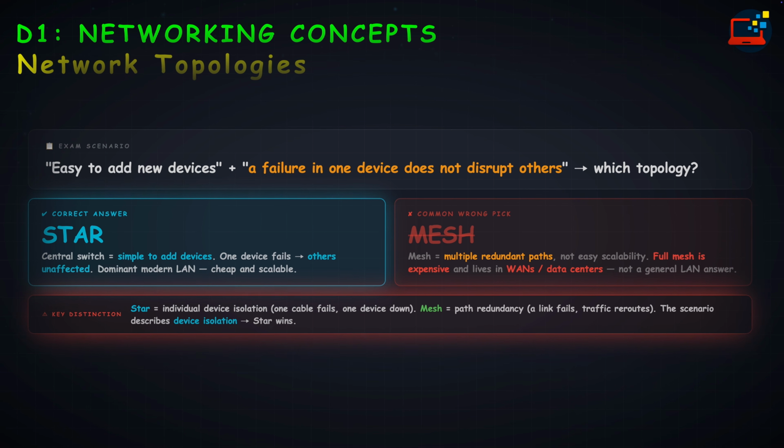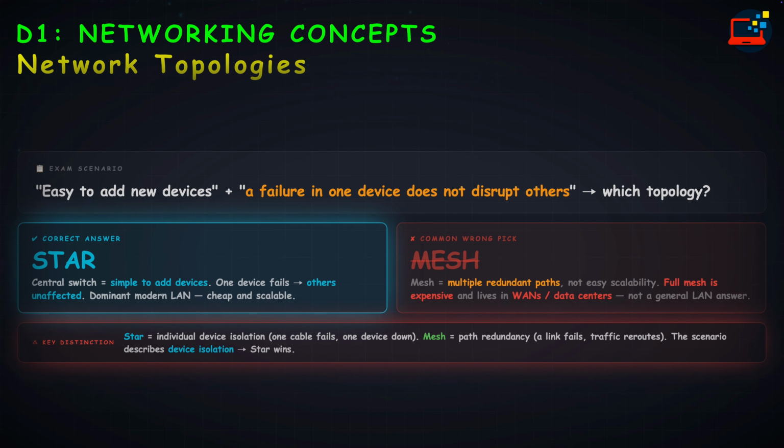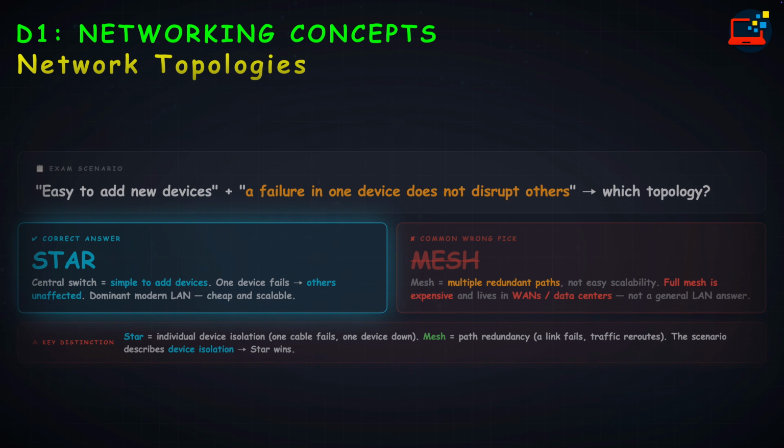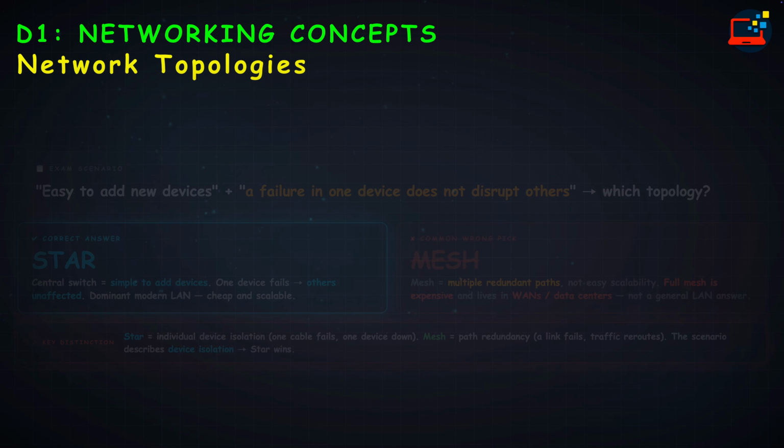Topology trap. If a question says easy to add new devices and a failure in one device does not disrupt others, the answer is star topology, not mesh. Mesh is about redundant paths between network segments. Star is about individual device connectivity in an office.